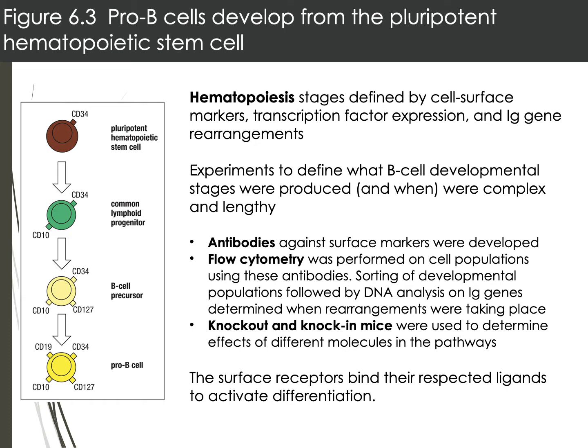Okay, but just keep in mind that these surface markers aren't there just for our identification purposes. They also serve the purpose of acting as receptors. So when their respective ligands bind, that is going to lead to activation of cell signaling pathways that lead to differentiation of that hematopoietic stem cell to a common lymphoid progenitor cell, to the B cell precursor, to the pro-B cell.